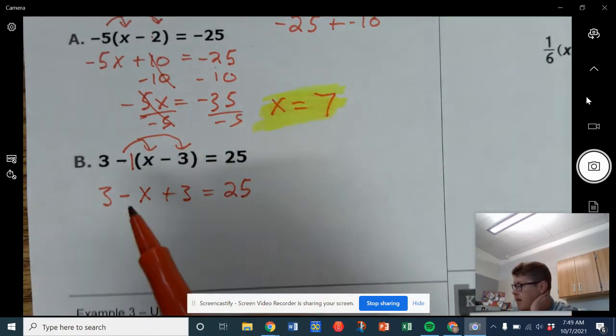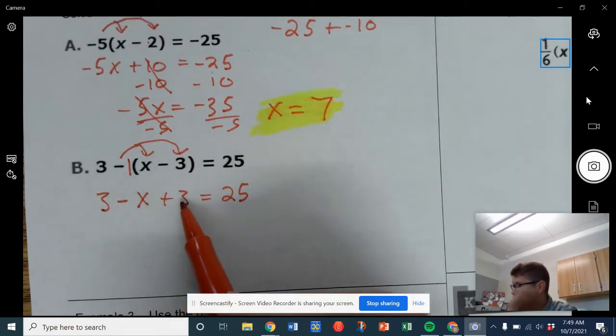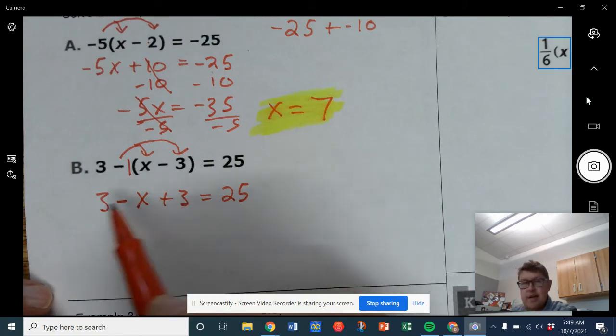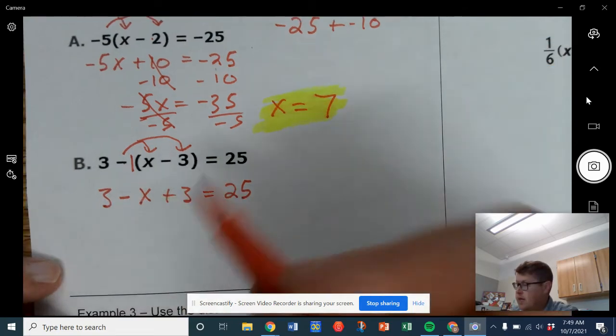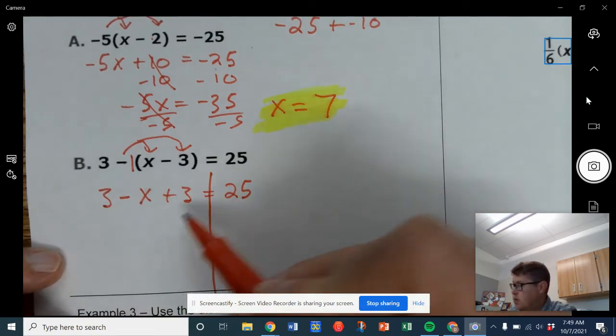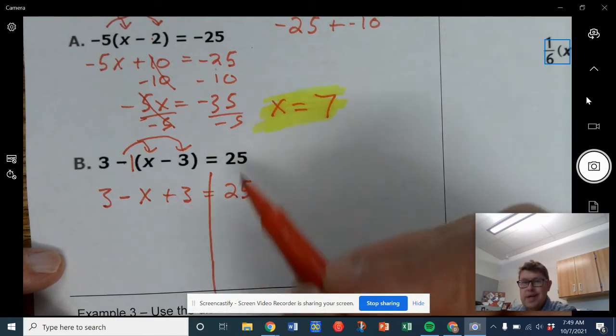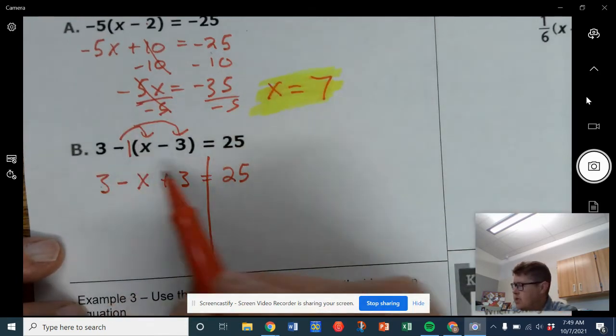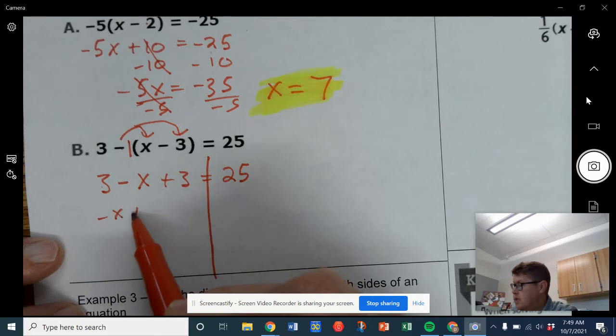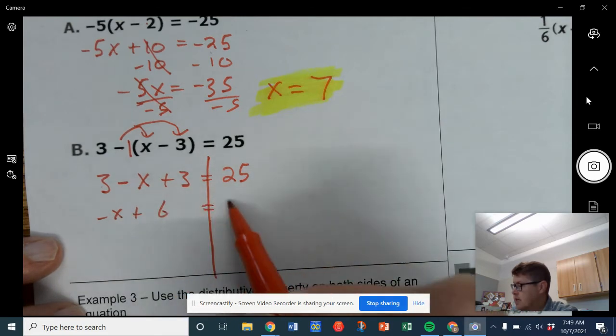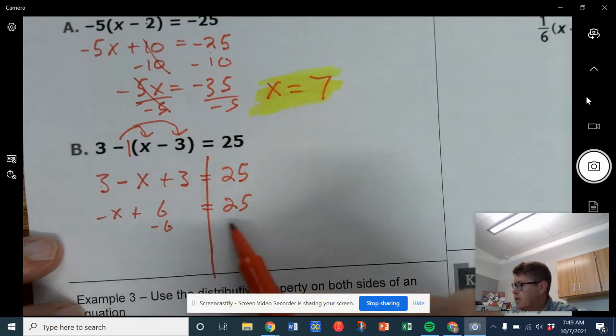Now we will combine like terms. We have this 3 plus 3 over here. Since they're on the same side of the equal sign, you don't do any inverses, right? The only time you do inverses is when you cross that line, cross the equal sign line, okay? But since these are on the same side of the equal sign, we just add them together to get to 6. Subtract 6. And you're at negative x equals 19, right?